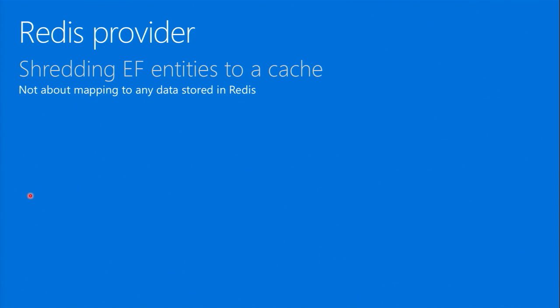So I wanted to quickly set an expectation of exactly what we're talking about when we talk about a Redis provider for EF7. What we're talking about is I have a context, I have some entities, and I want to stick those in a cache and be able to access them. What I'm specifically ruling out is having data in Redis in any given format and being able to map that to an EF context.